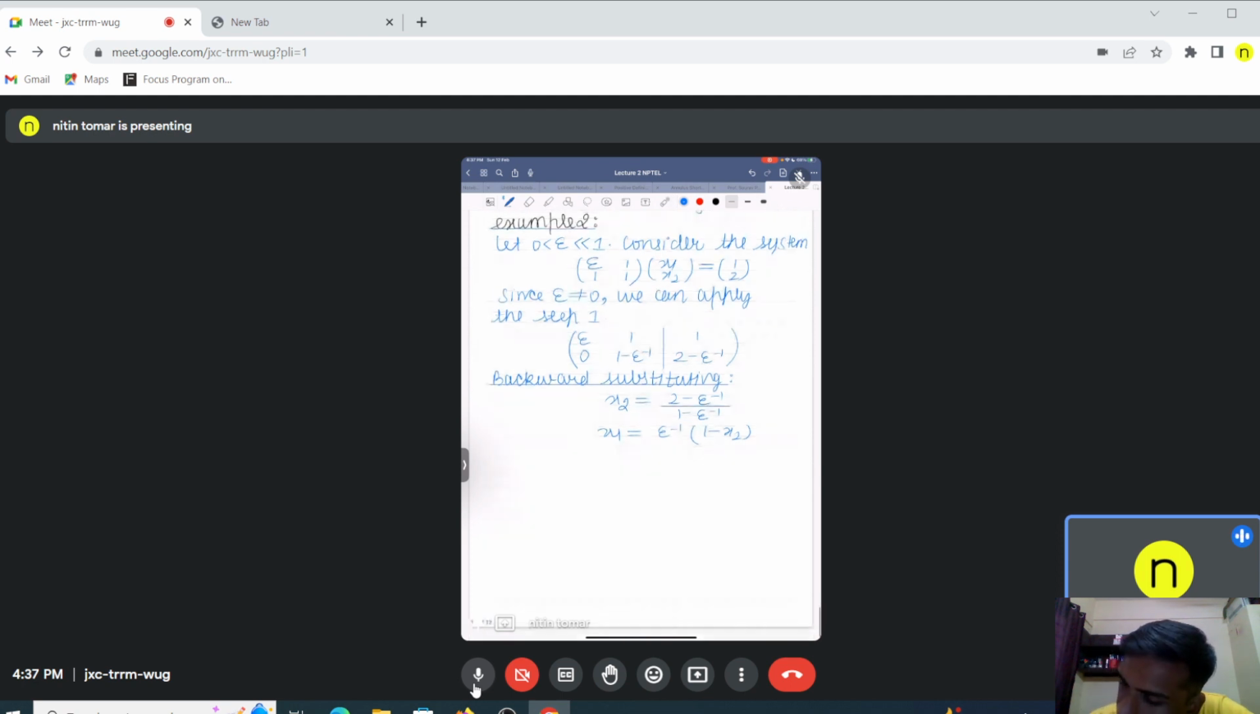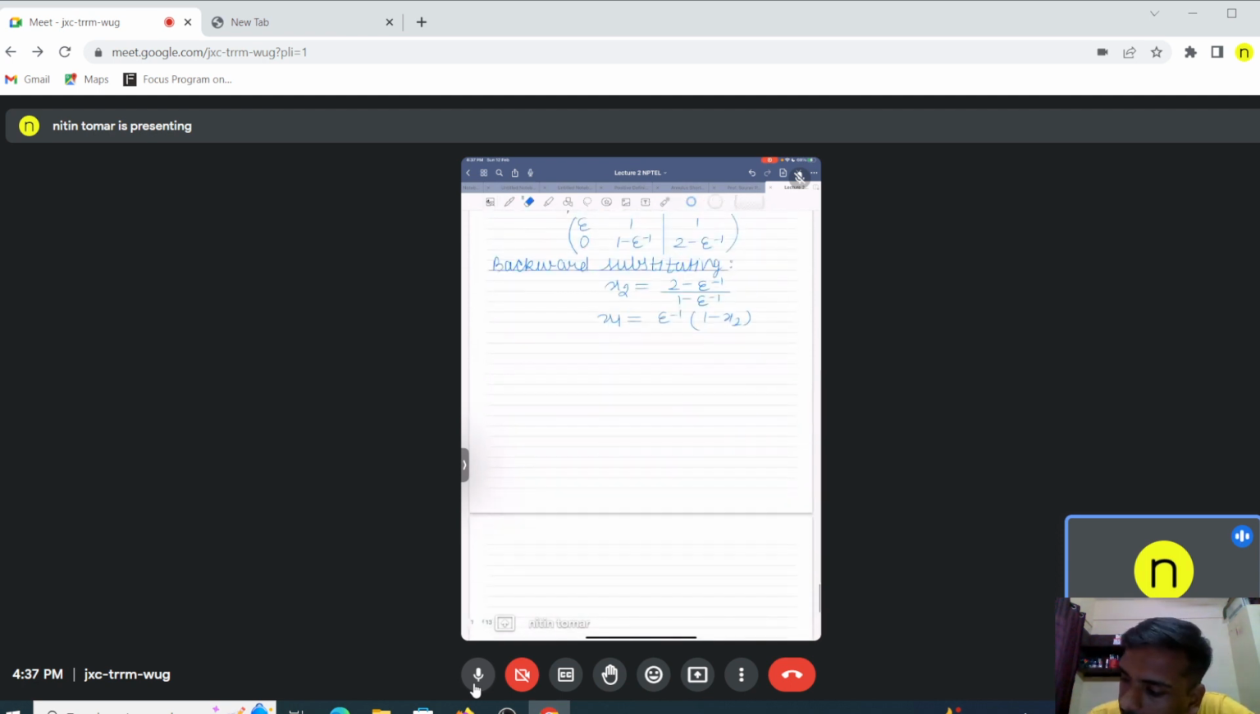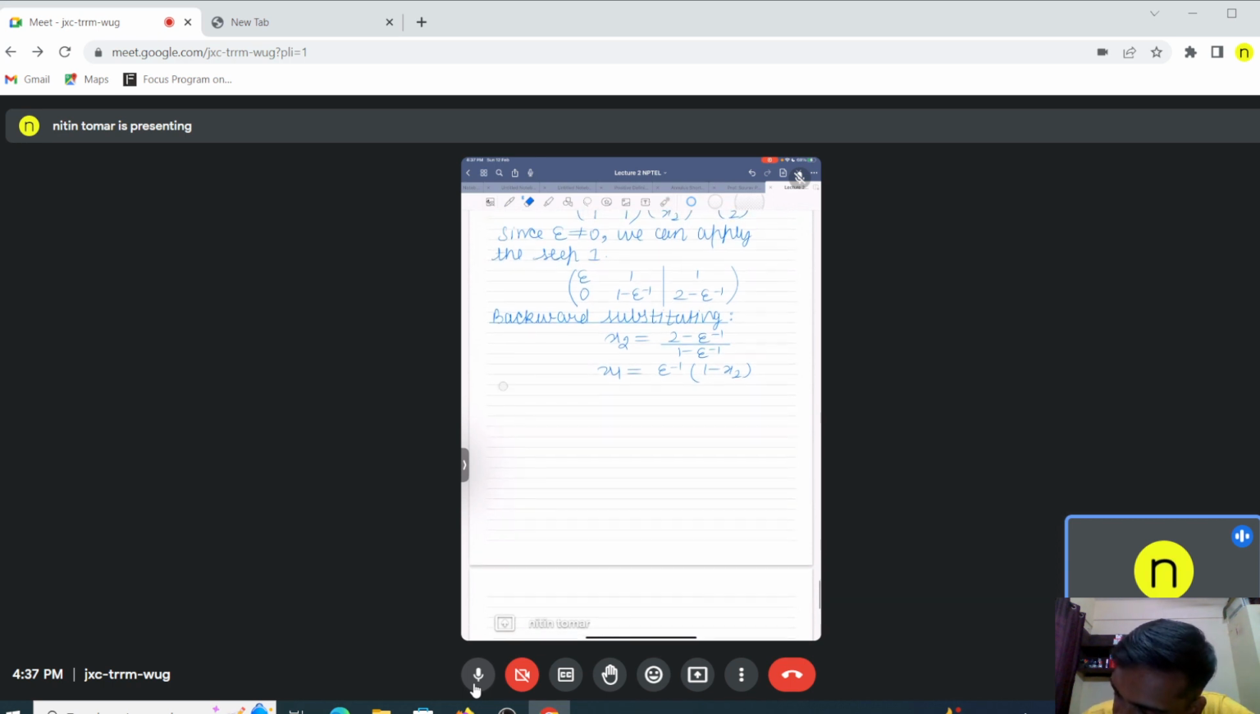Okay, now I want you to think: when epsilon is very small, this epsilon inverse will be very big, correct? Yes. If you take epsilon equal to 1 by n, then it is very big.